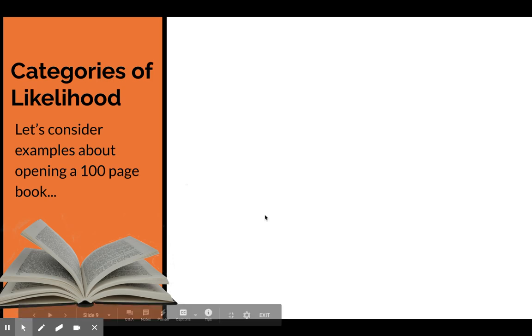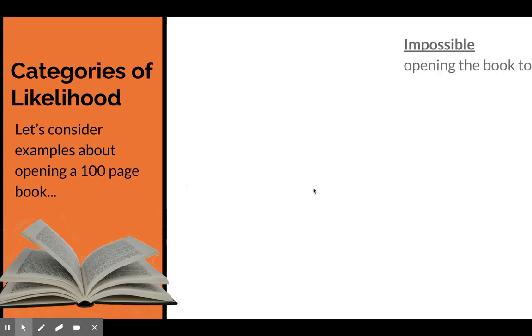So let's talk about the categories of likelihood. And we're going to consider examples about opening a 100-page book. And I want us to copy down these categories into our notes, specifically with this example, so that we have this as a reference when we move forward and also when we do other activities. So again, you're going to copy down on page 19 of your spiral notebook the categories of likelihood. And we're going to use the example about opening a 100-page book.